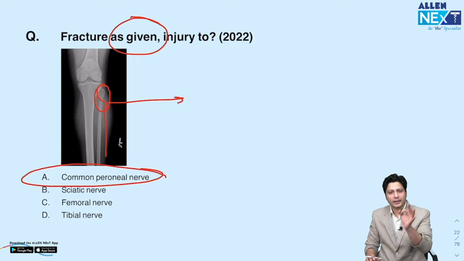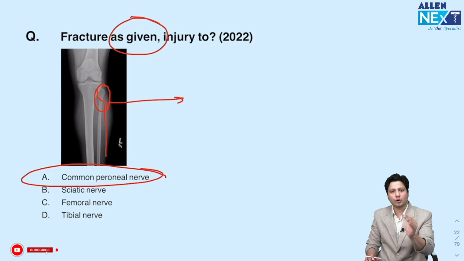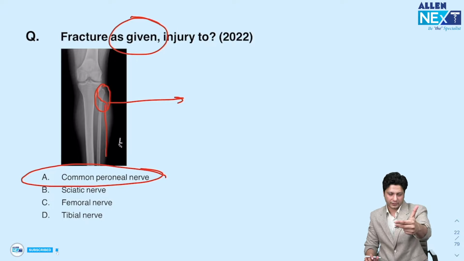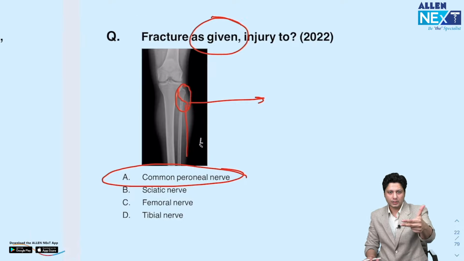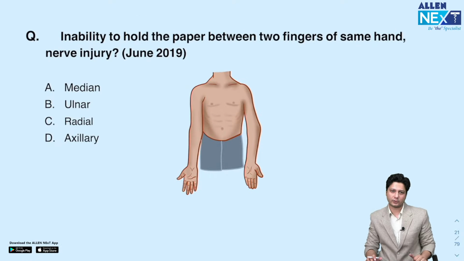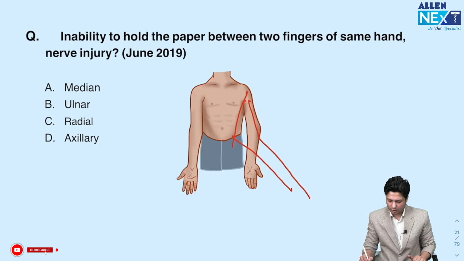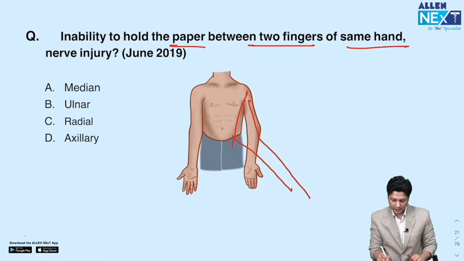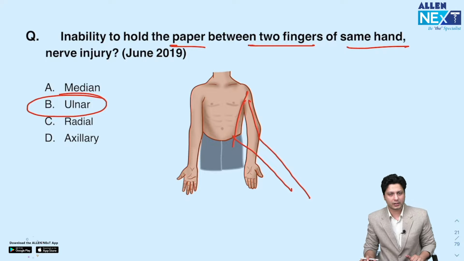And once you have identified a nerve injury, you should also be aware of the outcomes of this nerve injury, what it will lead to. This is exactly what the examiners are trying to ask. Although this image is not correct, it should have been a cubitus valgus deformity if they are asking about it. But inability to hold the paper between two fingers of the same hand after the nerve injury is obviously the ulnar nerve injury.